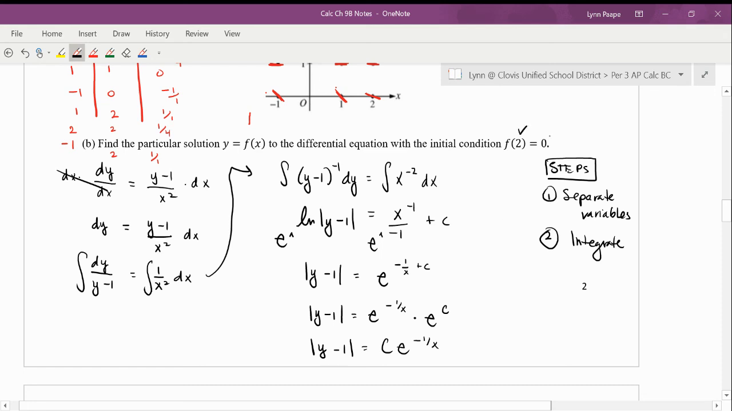And then I'm going to let x equal 2 and y equal 0. So the absolute value, I'm sorry, I'm trying to do this in my head and I should be writing this out. Okay, so that would be C e to the negative 1/2. The absolute value of -1 would be 1. Then I'm going to divide by e to the negative 1/2. So then C is just e to the 1/2, right? Because if I pull that up to the top.